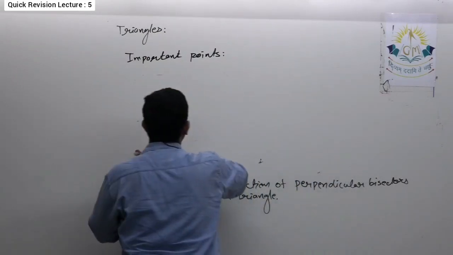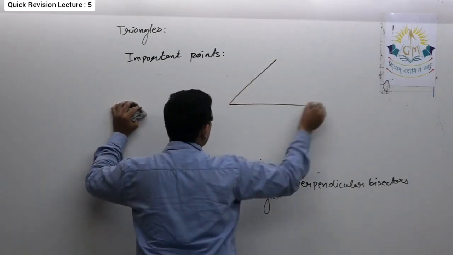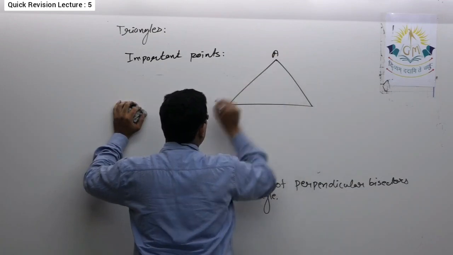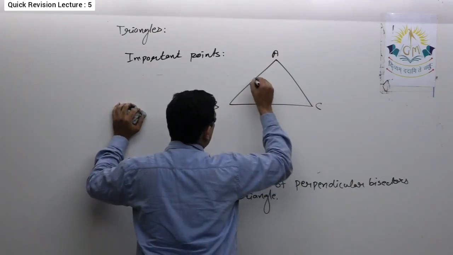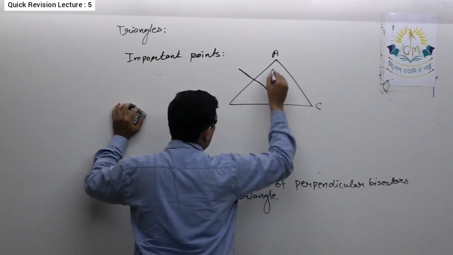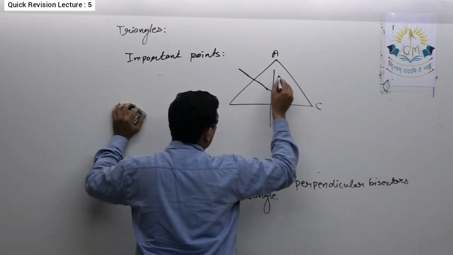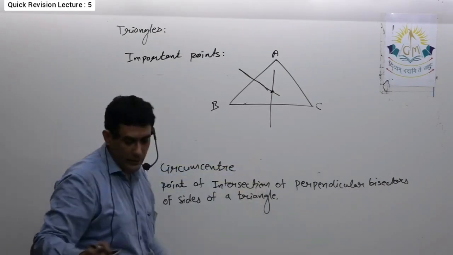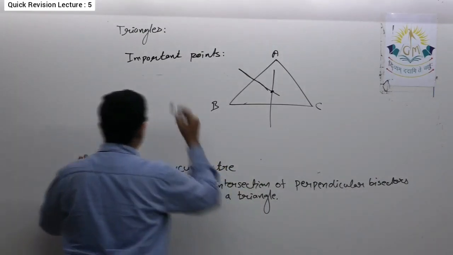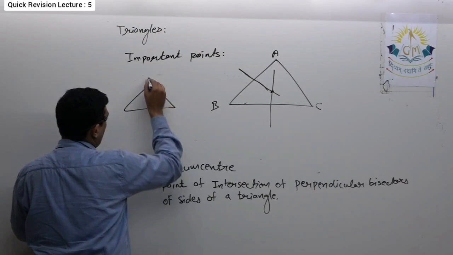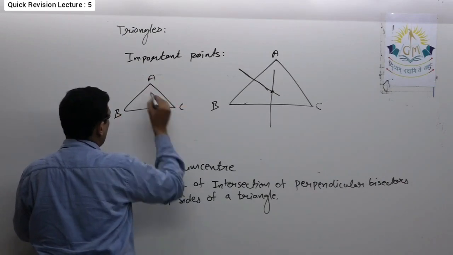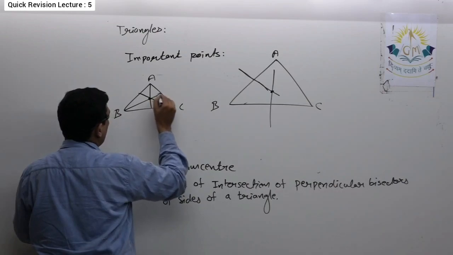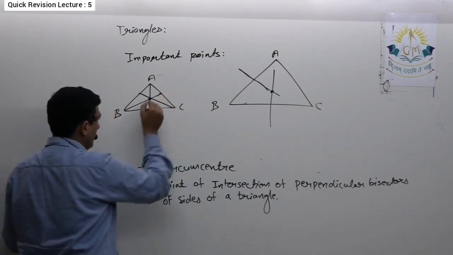Suppose we have a triangle, and let the triangle be ABC. Now draw its perpendicular bisectors. Wherever they meet is called the circumcenter. In the previous point we saw the incenter, the point of intersection of the angle bisectors. Now there is one more reason for the name.